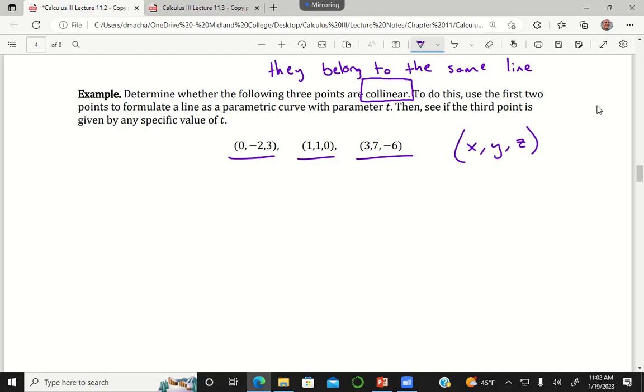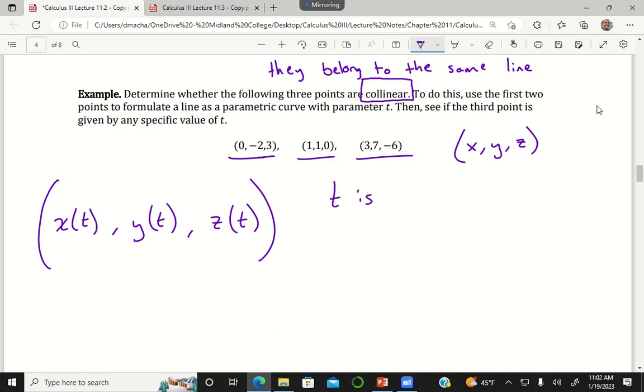So what I'm trying to say is let's come up with a parametric curve. So the coordinate x is given by the parameter t, the coordinate y is given by the parameter t, and then the coordinate z is given by the parameter t. And I want this parametric curve formula to give me the first 2 points. I should be able to come up with a little curve that gives me both the first point and the second point here.